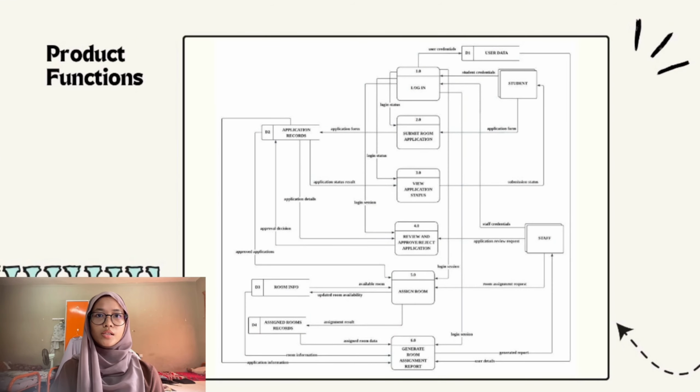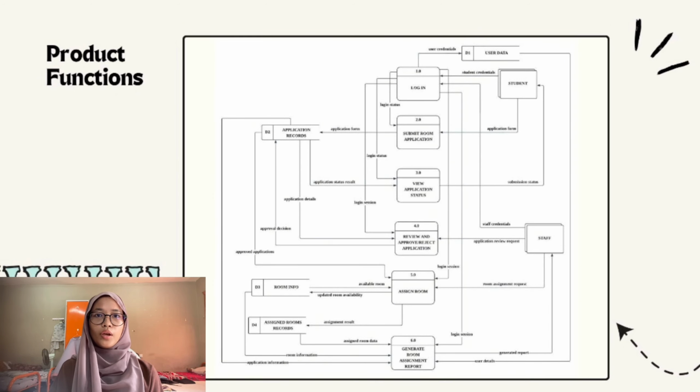Product function. There are 6 main processes in the system. 1.0 Login. Both students and staff can log in to the system using their respective credentials. This allows secure access to the system features. 2.0 Submit Room Application. Students can fill in and submit their room application form directly through the system. 3.0 View Application Status. Once submitted, students can check the current status of their application anytime, whether it's pending, approved, or rejected.